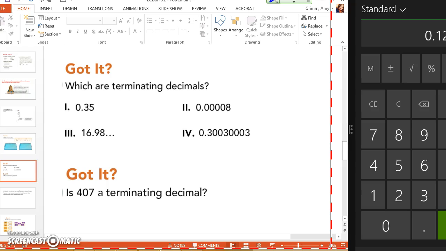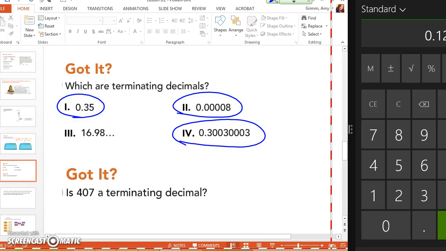All right, which ones are terminating? This one would be terminating, right? This one would be terminating. Even this one would be terminating because they stop. Now, the next one, number 3, would not be because it has the dot, dot, dot, which I hate the way they do that.